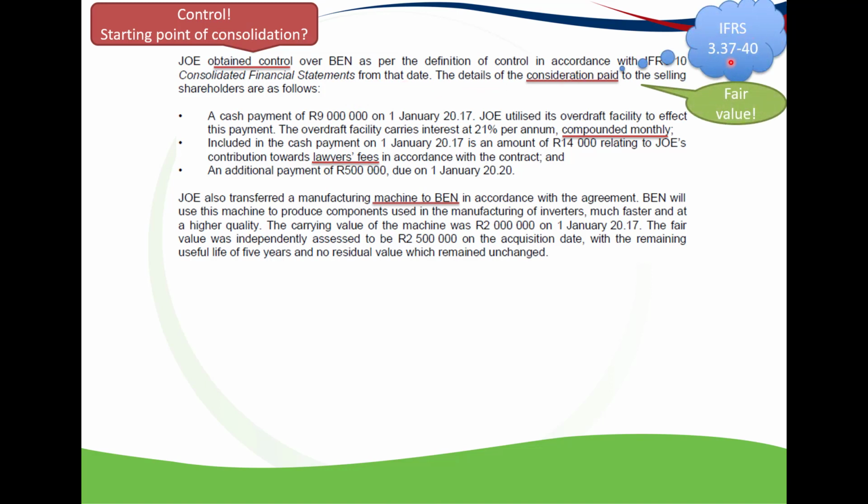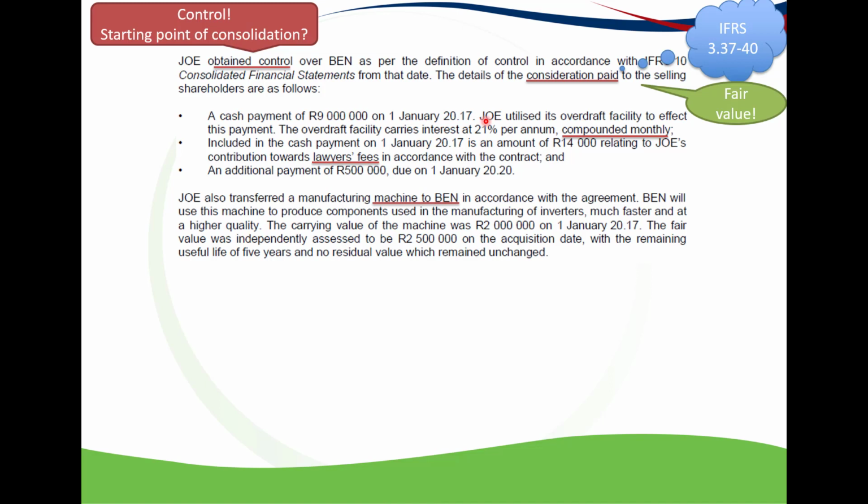IFRS 3, paragraphs 37 to 40 provides us with the information of how to measure consideration, and it must be at fair value at the acquisition date. You must be very happy in the exam if you get a question where you have to calculate the consideration, because it is very easy, so it's easy to obtain marks which will give you confidence for the remainder of the question as well. So if we look at the first consideration, a cash payment of 9 million on the acquisition date. So what do we use? Of course, cash of 9 million.